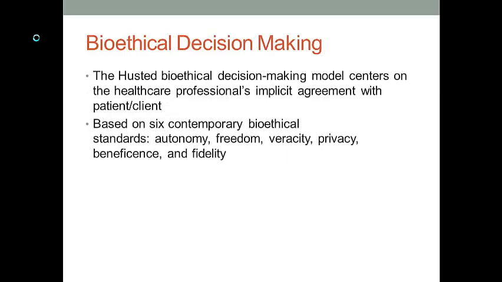I want to use Hastie's bioethical decision-making model to talk about how we can implement ethics when we deal with biometrical data. The Hastie's bioethical model looks at 6 aspects of ethical issues. They are autonomy, freedom, veracity, privacy, beneficence, and fidelity. I want to use an example to talk about these aspects one by one.